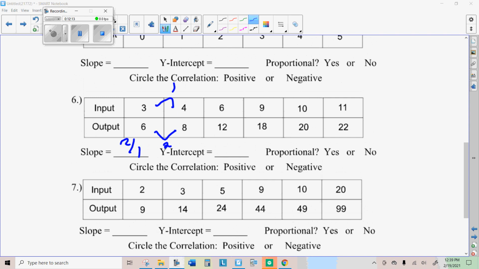You probably got a little stumped here because there is no input of 0, so finding the y-intercept was kind of tough. But this is 4, this is 2. Any of these are your rise over your run. And all these ratios are equal to 2 over 1, which just equals 2.